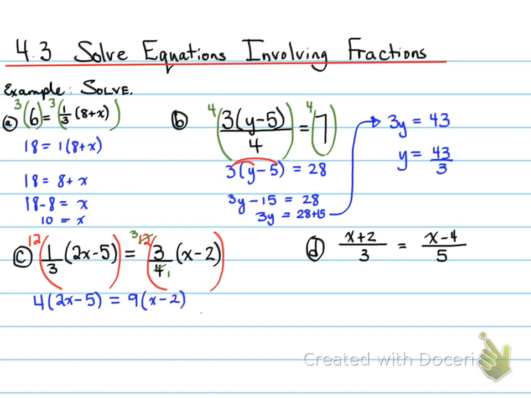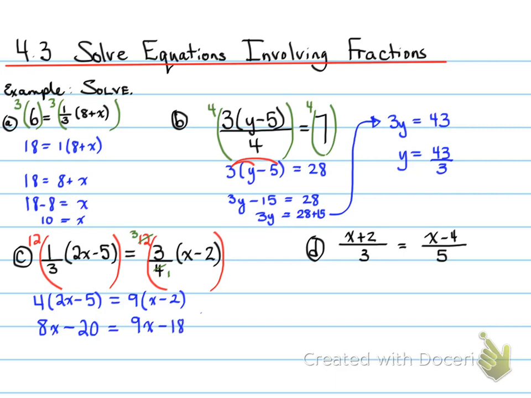Another way to do it is some students do it this way. They reduce it. So they take 12 and 4 and they reduce it to 3 and 1. And 3 times 3 is 9. That's how we get 9, folks. So now we have gotten rid of the fraction. We can now expand this. 4 times 2x minus 5 is going to give you 8x minus 20. 9 times x minus 2 is going to give you 9x minus 18.